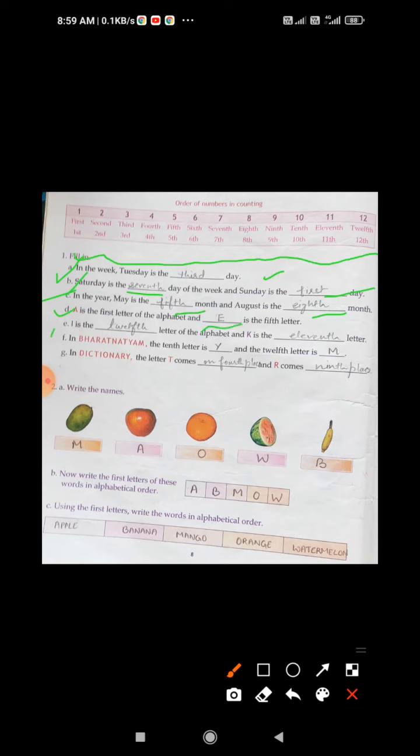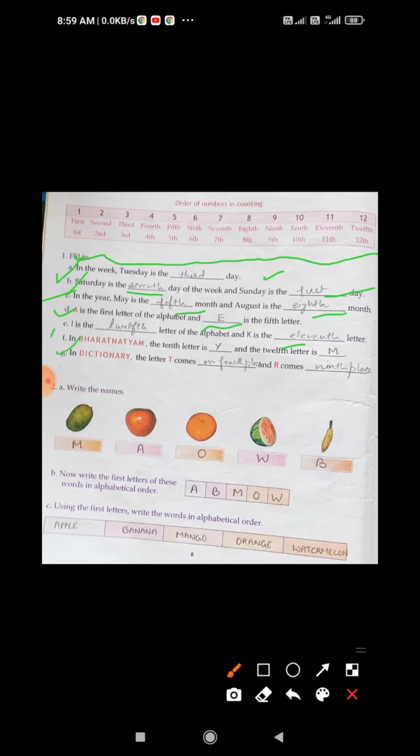Now E part, L is the 12th letter of the alphabet and K is the 11th letter. A, B, C, D, E, F, G, H, I, J, K, L. It is the 12th letter. Right here, 12th. T, W, E, L, F, T, H. इसकी स्पेलिंग ठीक से लिखना बेटा. T, W, E, L, F, T, H. And the spelling of 11th is E, L, E, V, E, N, T, H.